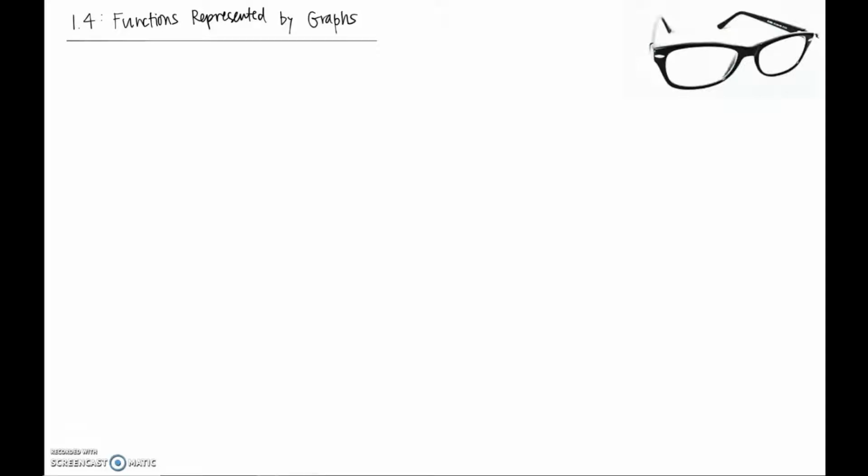We're going to continue our discussion of functions, and we're going to use a really useful tool for functions, graphs. These are really visual representations of the relationships between the independent and dependent variables of a function. And so I wanted us to remember that with this visual image of glasses, that graphs are really a tool to help us see these relationships more clearly, and they're very powerful.